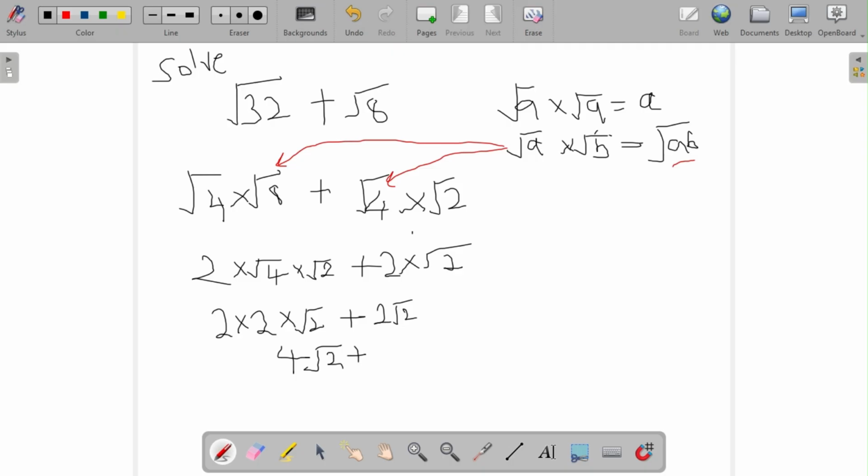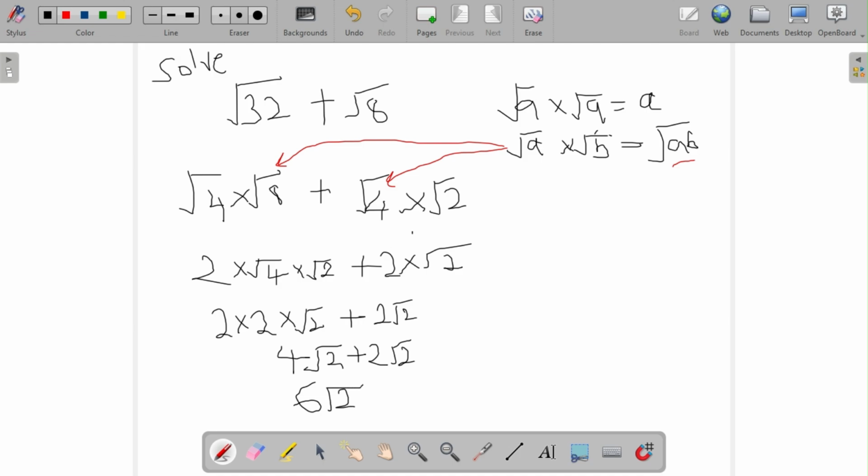Plus 2 root 2. Now, under operations of surds, 4 root 2 plus 2 root 2 will give you what? 6 root 2. So your final answer is 6 root 2. But there's something I also want to show you.